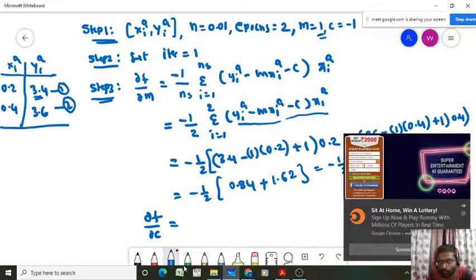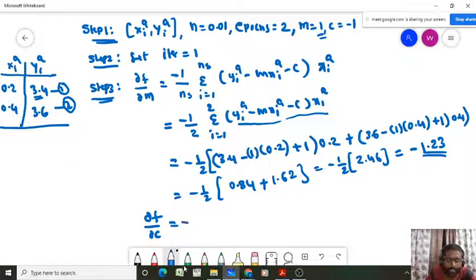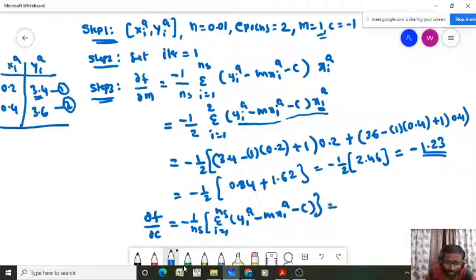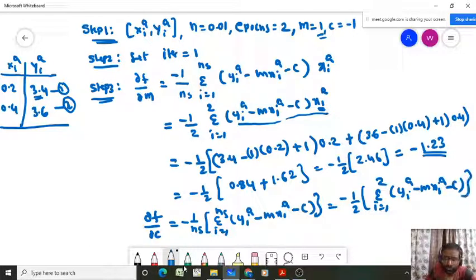So for ∂f/∂c, our function will be minus 1 by ns into sigma i equal to 1 to ns of (yi minus m xi minus c). That will not come into the picture, right? So that's equal to minus 1 by 2 sigma i equal to 1 to 2 of (yi minus m xi minus c), so that's equal to minus 1 by 2. It is similar to this portion only, except multiplied with 0.2, and similar to this one, except multiplied with 0.4.